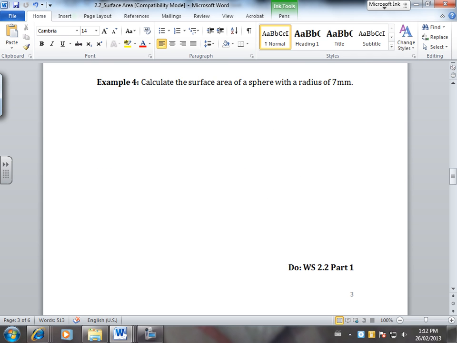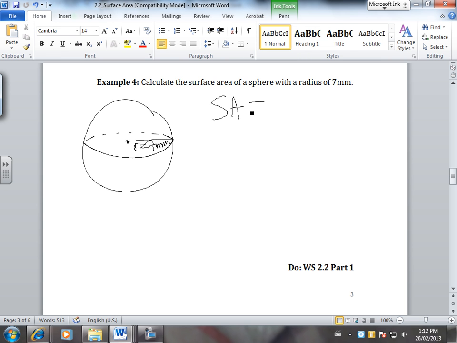Okay, and then here's a sphere. A sphere is just a 3D circle, so like a beach ball. And you can tell it's 3D because we'll put a dotted line in there to give it some depth. We know that our radius is 7 millimeters. And again, if you check out your formula sheet, you'll see that the surface area of a sphere equals 4 pi r squared.